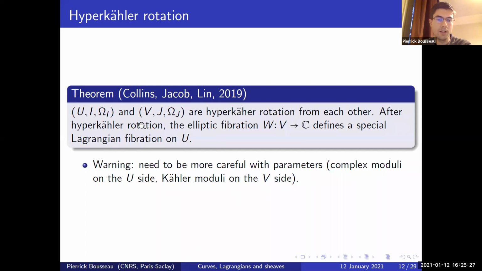And so as a corollary of this claim, you get a proof of the fact that if you start with an elliptic fibration, the W from V to C, and if you hyperkähler rotate it, you get a special Lagrangian fibration on U. And in general, it's a very difficult task to construct a special Lagrangian in symplectic geometry. And one of the few tools existing, if you're in a hyperkähler situation, is to hyperkähler rotate some holomorphic fibration. And here you can do that.